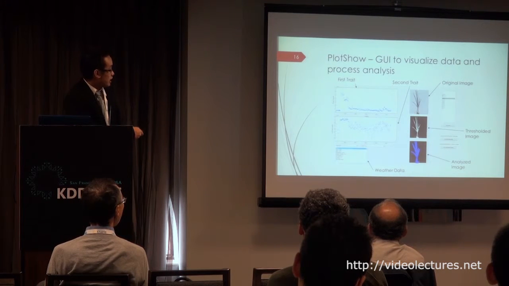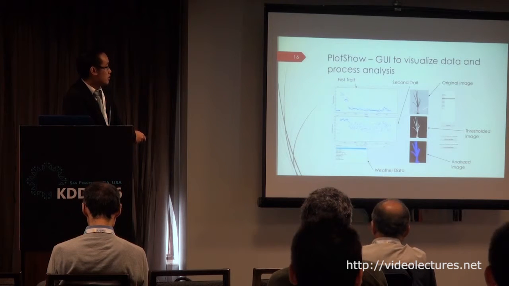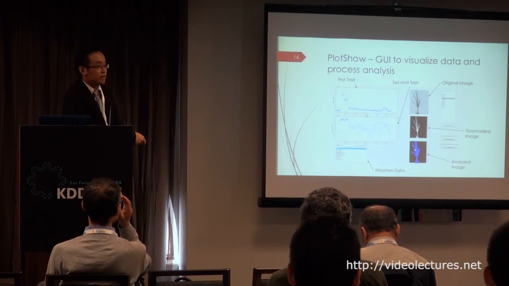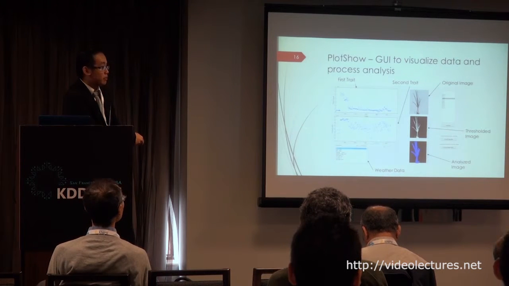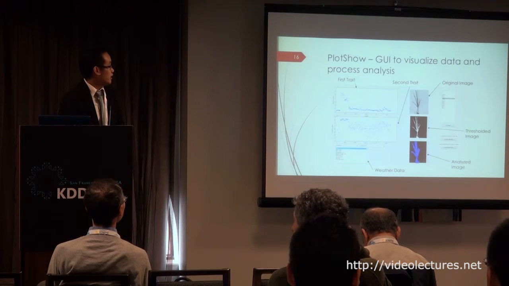So we can plot pixel count, or convex area, versus tassel width or tassel length. Then if you select a point, you can see the tassel image, how it looks when it's thresholded and how it looks when it's analyzed, as well as the temperature, humidity, and wind speed data at that point that you selected. So there's a couple of things that we've done.